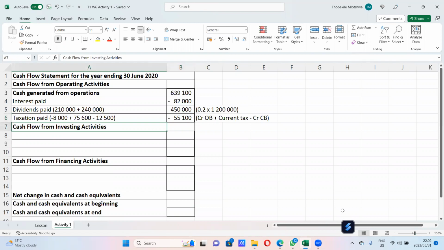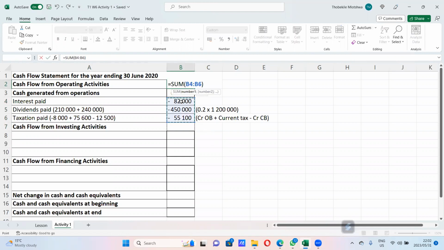And then, you know what the box means in accounting? You're going to add this and put the answer here. So I'm going to use Excel and sum it up. If it's a minus, it's going to be minus. If it's a plus, it's going to be plus. So that now is how you work out the cash flow from operating activities.